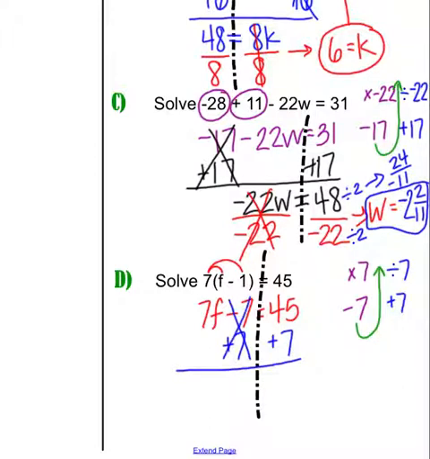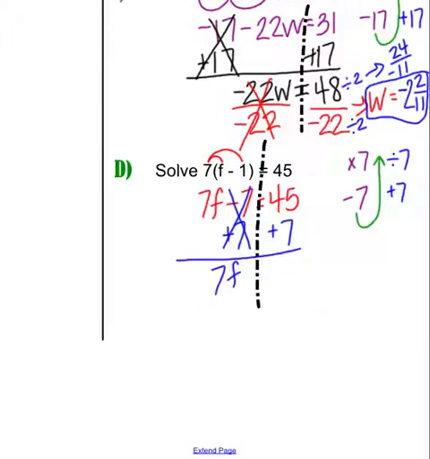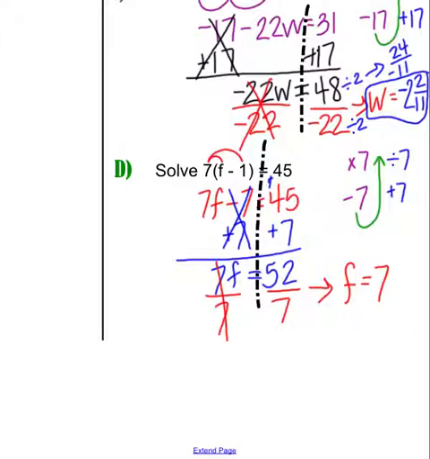So minus 7 plus 7 cancels, giving me 7f. And 45 plus 7 gives me 52. So now I have 7f equal to 52. Now I will divide both sides by 7. Once again, I see that 52 cannot easily be divided by 7. So I say 7 goes into 52 7 times, which is 49. 50, 51, 52, that's 3 left over out of 7. So f is equal to positive 7 and 3/7.